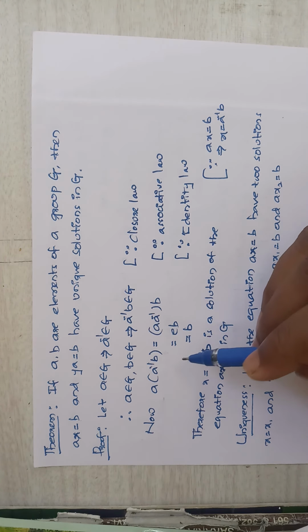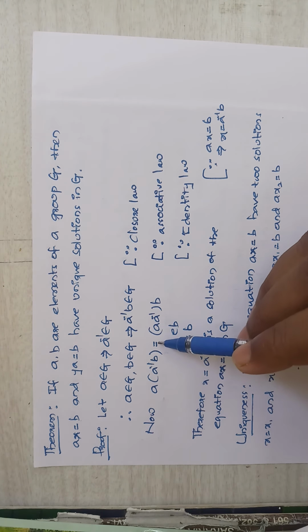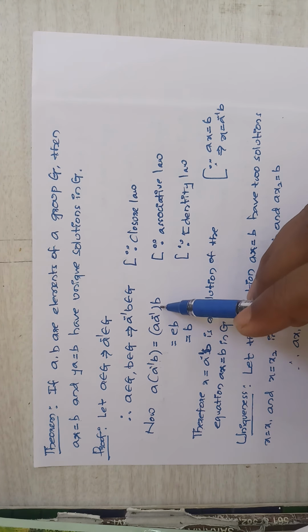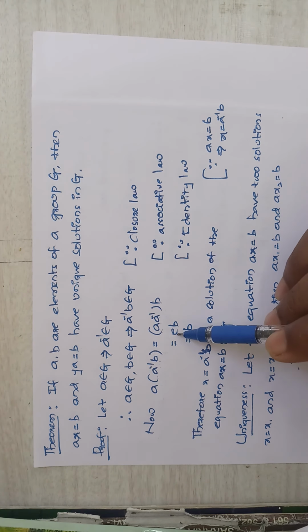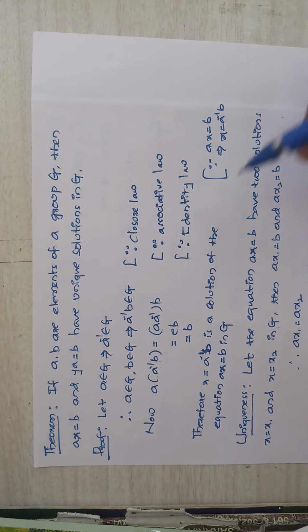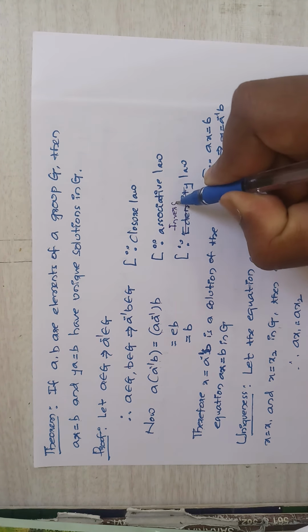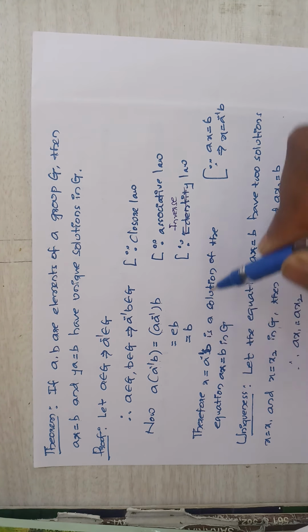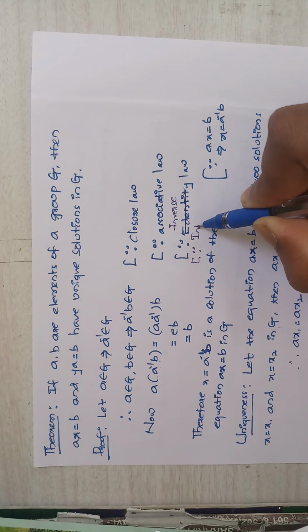Okay. So now we take A into (A inverse B) is equal to, using the associative law, I can write this as (A into A inverse) into B. So A into A inverse is what? E. Because of the inverse law, we can write A into A inverse as E. So using the identity law, we can write E into B as B.